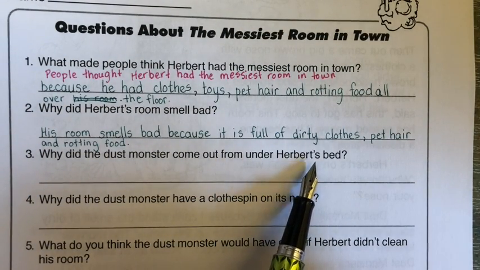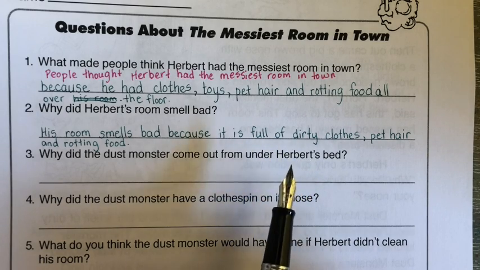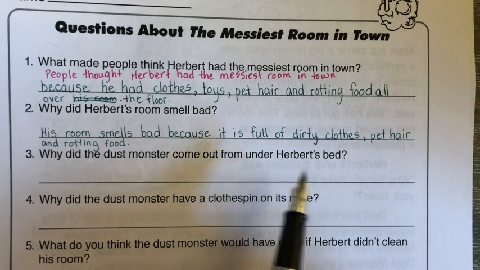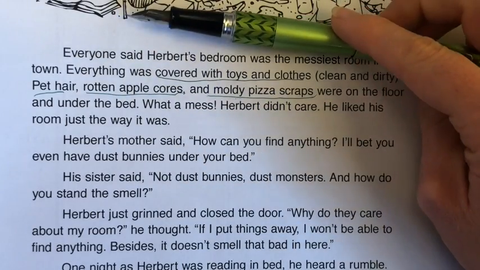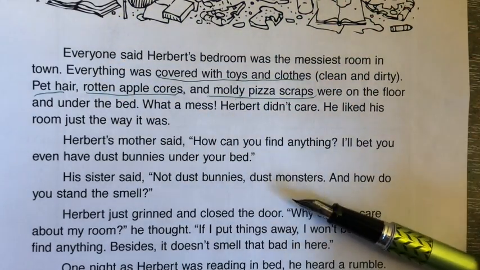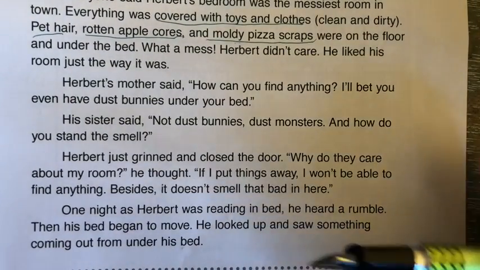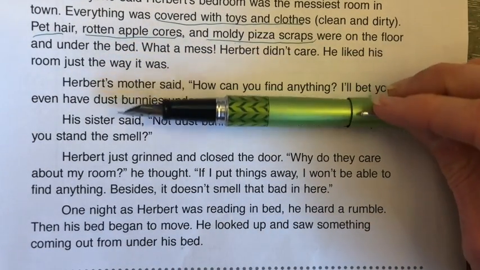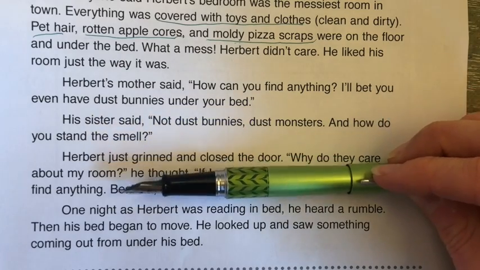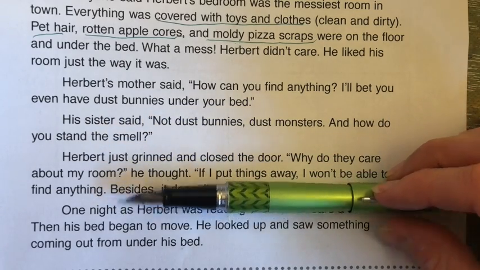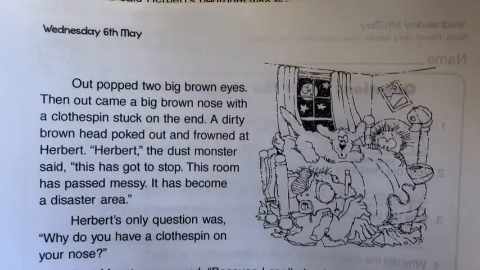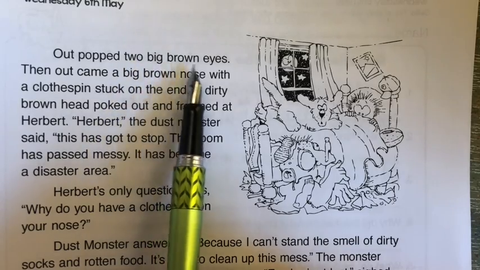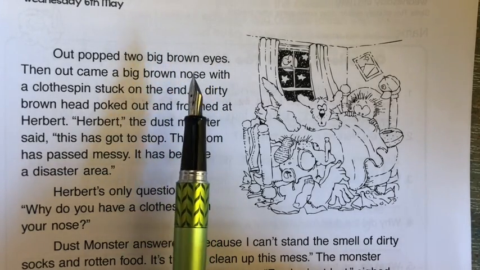So this is also an inference that we can use clues. It might not say, I came out from under the bed because, but if we read, we could probably figure it out. So we scan into the point where the dust monster, so they talk about dust monsters. His sister made a joke about a dust monster, not dust bunnies, dust monsters. And then we scan, okay, Herbert was reading in bed, he heard a rumble, his bed began to move, he looked up and saw something coming out from under the bed. So we know we're about to get to the point where we need to be reading. Out popped 2 big brown eyes. So this is the part that's going to tell us what we need to know.